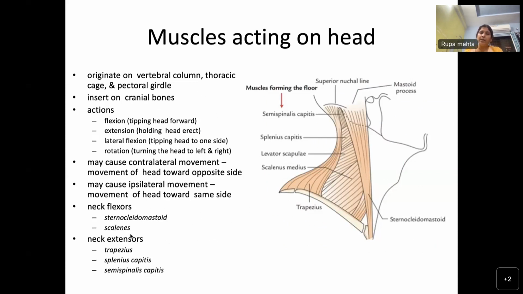So you can see in the floor of the posterior triangle, if you go from above down, you have semispinalis capitis, splenius capitis, levator scapulae, and scalenus medius, anticus, and posticus. And this is the trapezius, this is the sternocleidomastoid, this is the posterior triangle.